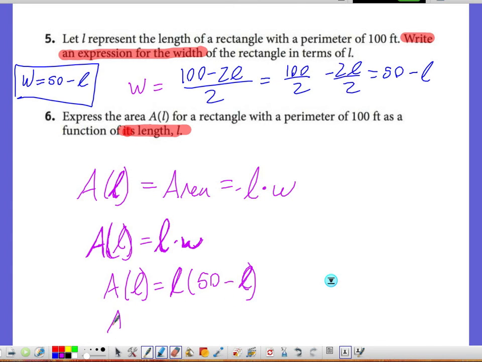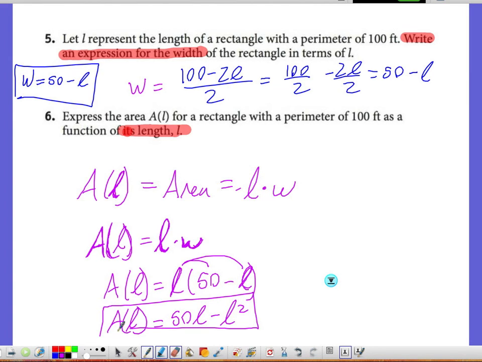And we can go ahead and simplify this. A of L is equal to, where we distribute the L, 50L, and then L times negative L, that's negative L squared. There we go. A of L is equal to 50L minus L squared. That is my function A of L, where the independent variable is L, which stands for length, and the output is the area.